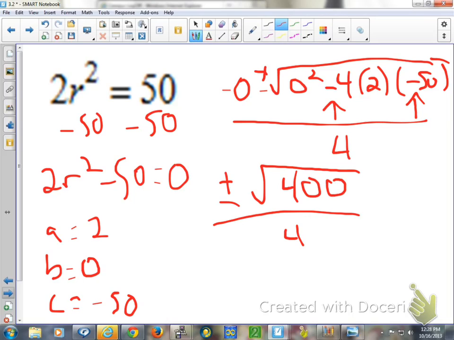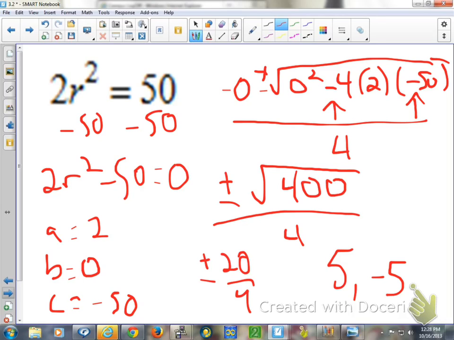20. How can it be a negative 0? It's not. I just wrote that in there because that's part of the formula. You're right, it'd be 20. So that's positive 20 over 4, which is 5, and negative 20 over 4, which is negative 5. So that's the answer, 5, negative 5? Yeah, this one didn't have an I because there was no negative under the radical. It was just a positive.